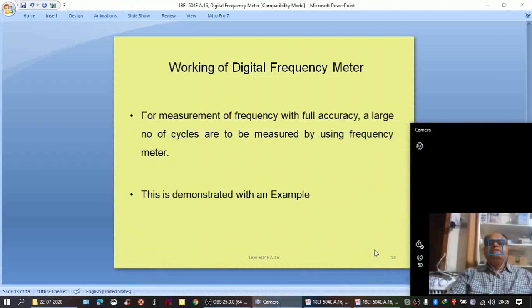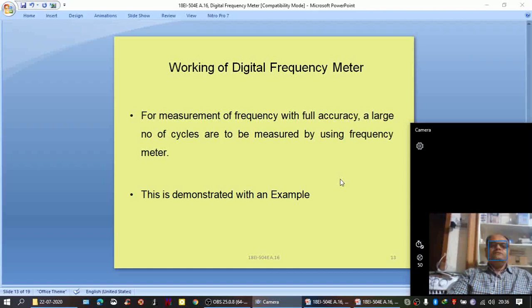Till now we discussed the digital frequency meter. We have seen what a digital frequency meter is, how frequency can be measured using it, its block diagram, the functioning of various blocks, and the measurement of frequency using a digital frequency meter. Now let us try to work out a simple example problem on frequency measurement.